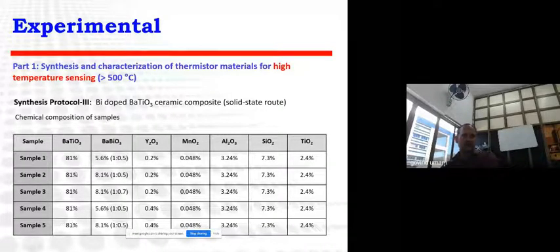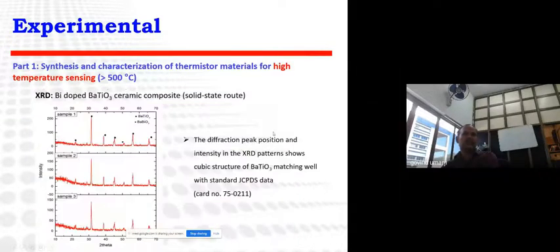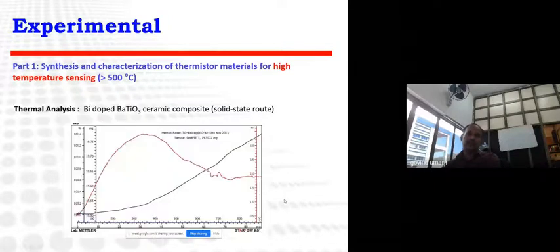we have tabulated bismuth doped barium titanate, made by solid-state reaction technique, taking all the solids mixed thoroughly, then sintered at a high temperature of around 1600 degrees Celsius. We found that there is a diffraction peak, and the X-ray intensity shows the cubic structure of barium titanate, which is well matching with the JCPDS data.